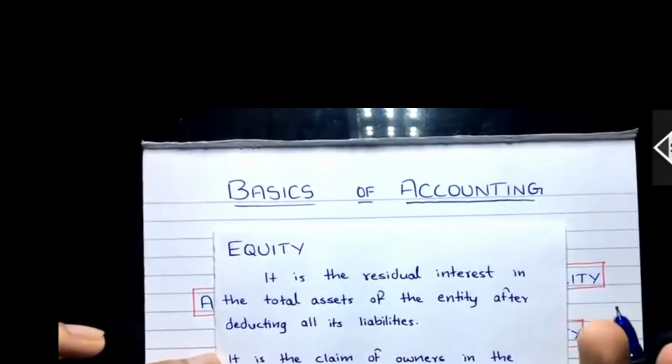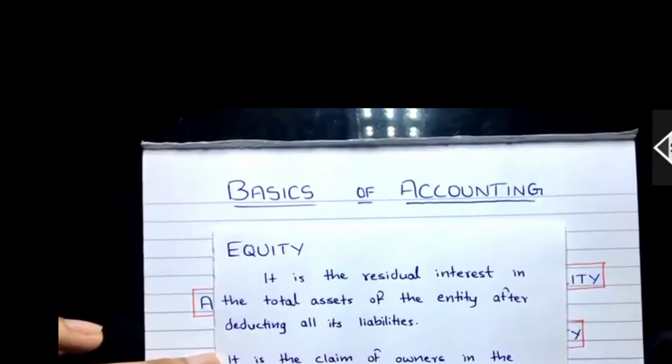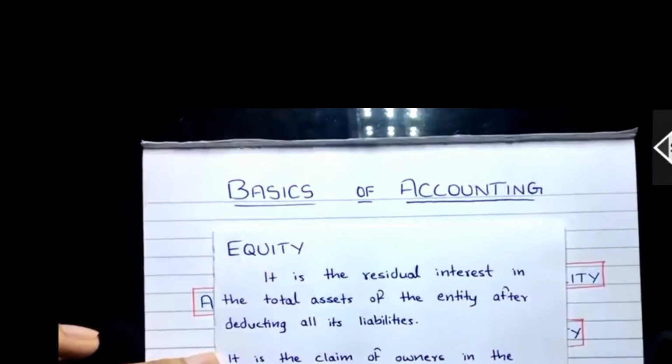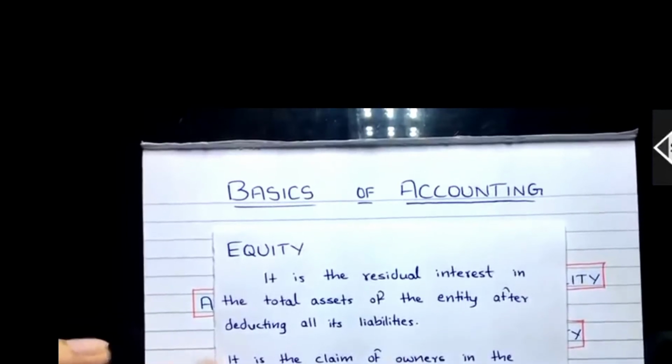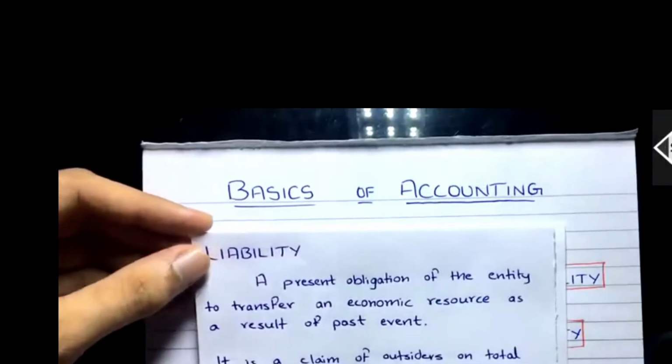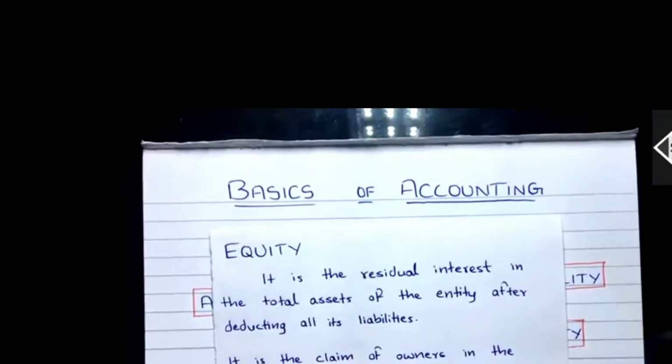If someone asks you what capital is, then the technical definition would be: it is the claim of owners in the total assets of the company after deducting all its liabilities. Why am I saying after deducting all its liabilities? Because, if you remember the definition of liability, they also have a claim, the claim of outsiders. We have to pay the liability holders, right? We have an obligation, we have to pay something, do something. So that has to be done first and then the claim of owners will come.